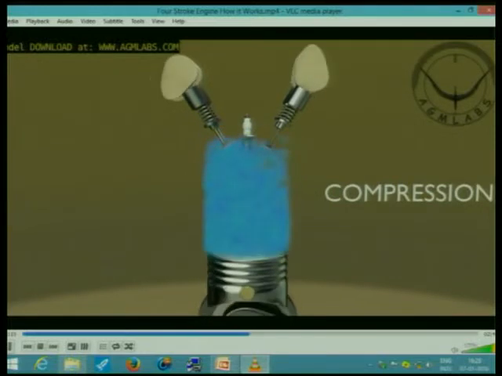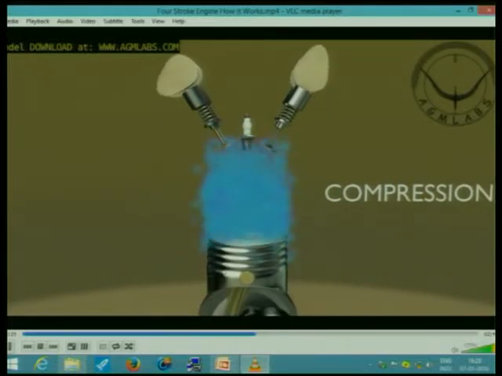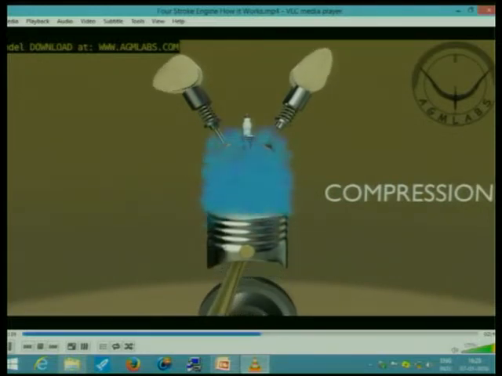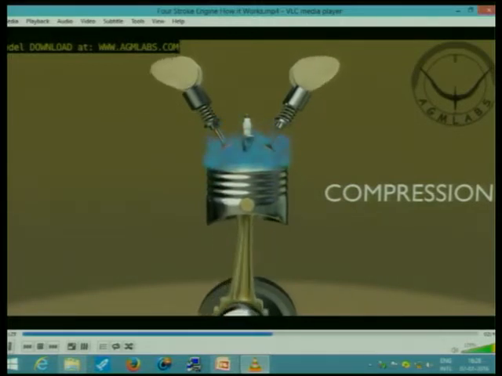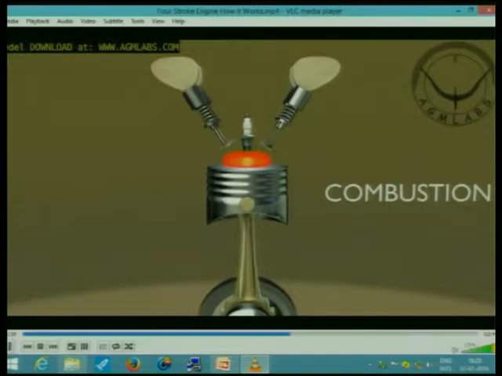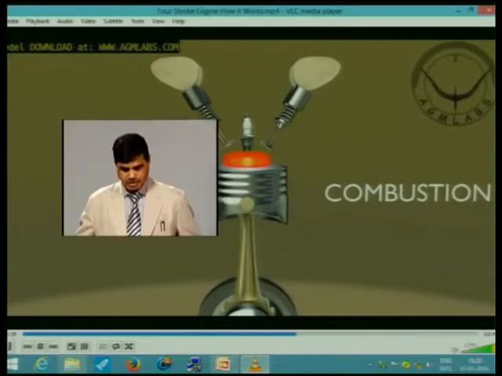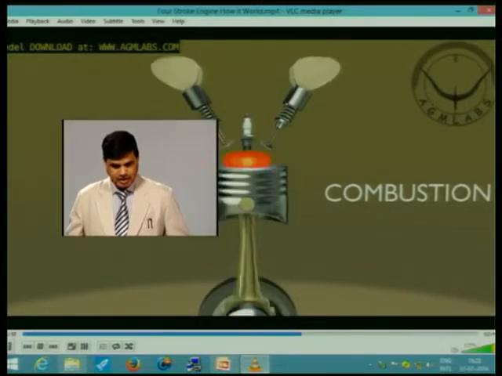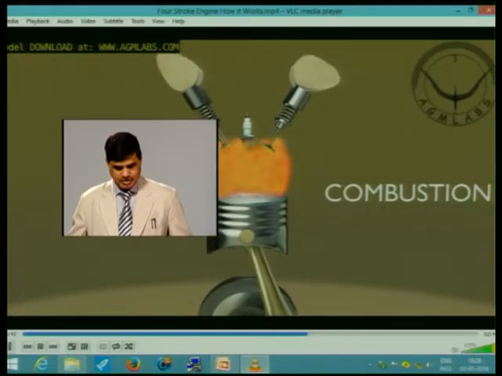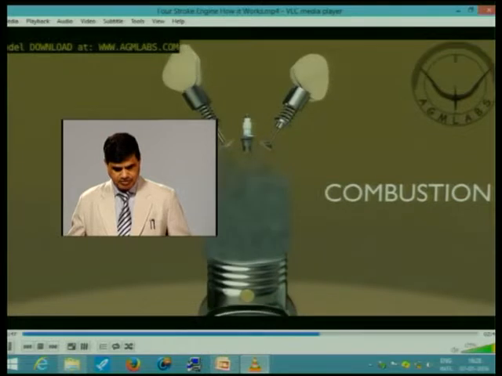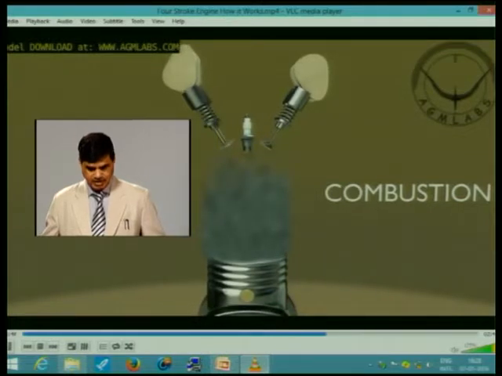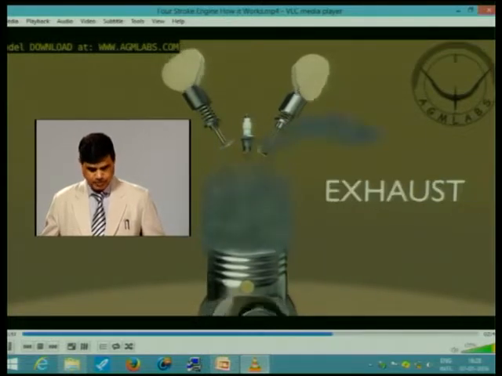This is compression. Yes, the compression stroke is going on. When the air fuel mixture is compressed, at that time the spark plug will initiate a spark. It will give intense energy. This red color you can observe is the start of combustion. Yes, the combustion flame is moving, combustion is completed, the piston has reached bottom dead center, and the power stroke has completed.